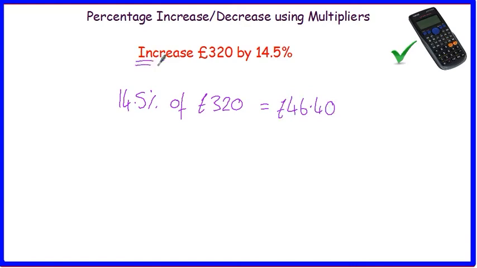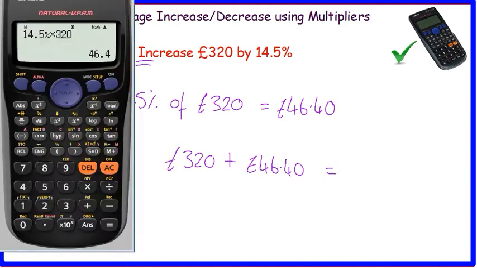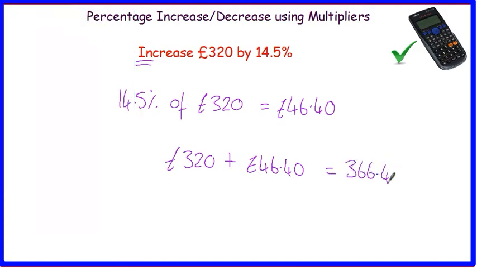Again, I'm going to ask to increase. So 320, add on 46.40. Add that to 320, 366.40.